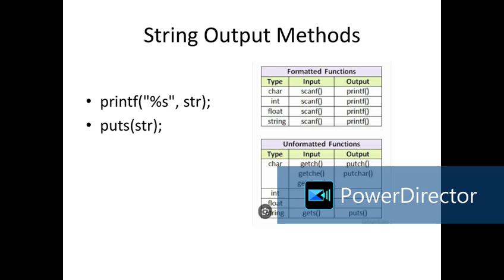String output methods in C. Now that we have learned how to take input from users, it's time to explore how to display those strings, because no program is complete without some kind of output, right? C provides a few standard and simple methods to output strings.